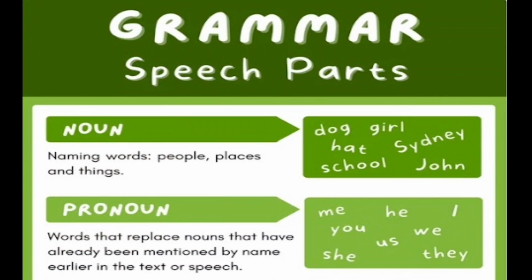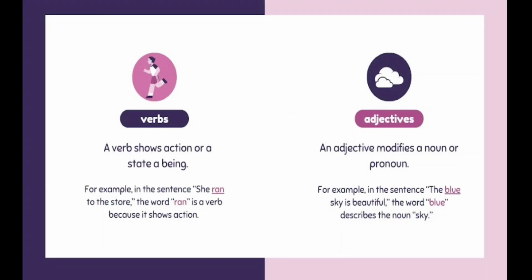So let's see a few examples. Nouns are naming words, as I already mentioned. Examples would be dog, girl, hat, school, Sydney, John. Okay, so any kind of names. And pronouns are words that replace nouns, like me, he, you, us, we, she, they, I. Let's move to the next ones.